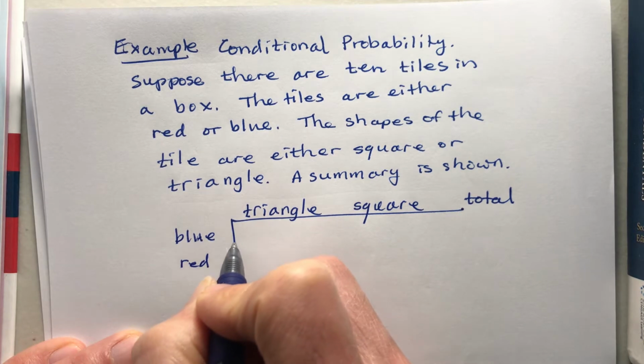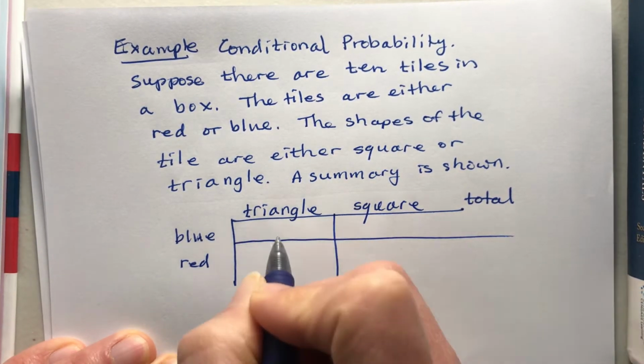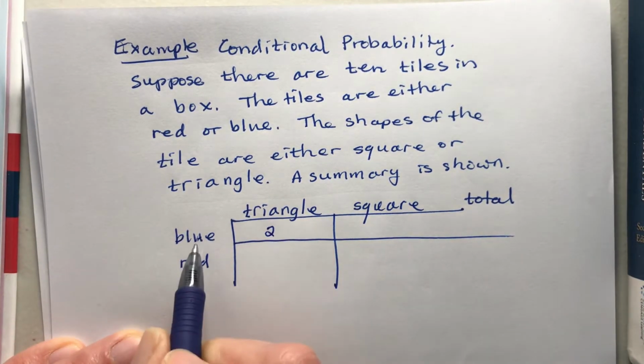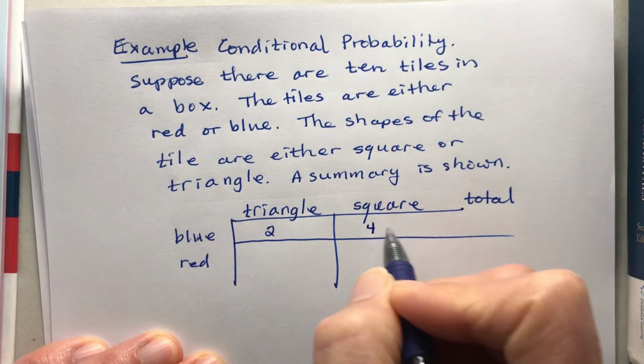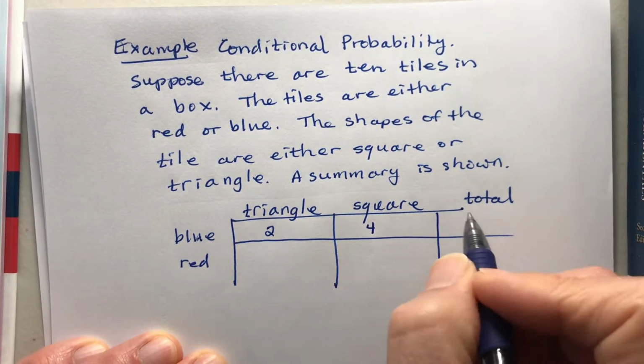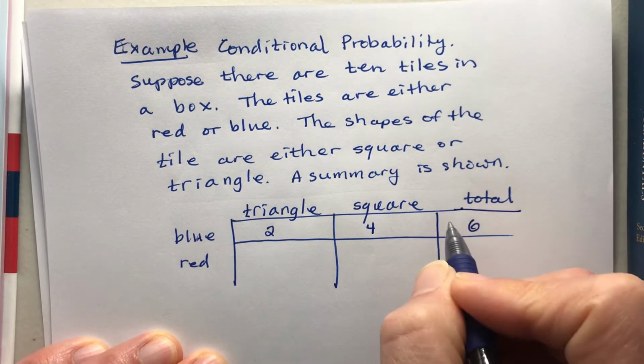So there are 2 blues that are also triangle shaped. There are 4 blues that are square shaped. So the total number of blues is 6.